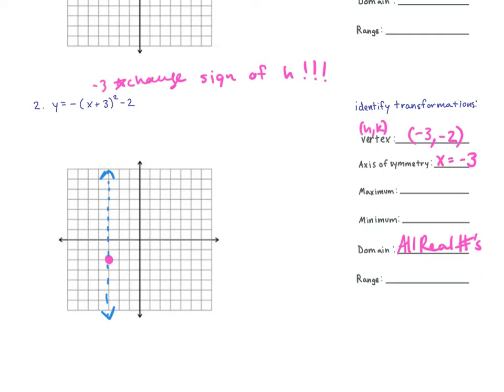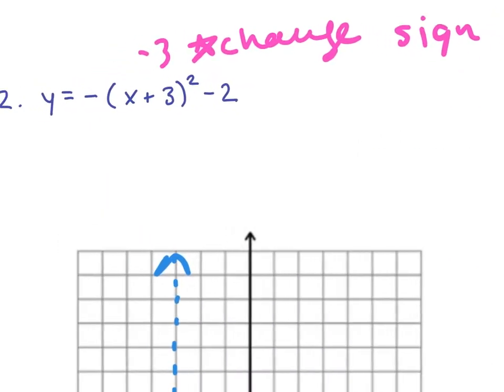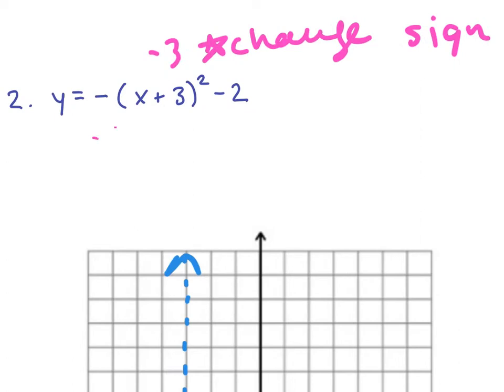-2. Anything close to the axis of symmetry. So since our axis of symmetry is -3, -2 works. So we have a negative on the outside, -(-2 plus 3) squared minus 2. All right, for PEMDAS, what should we do first? Parentheses. So what's -2 plus 3? 1. So we have -(1) squared minus 2.